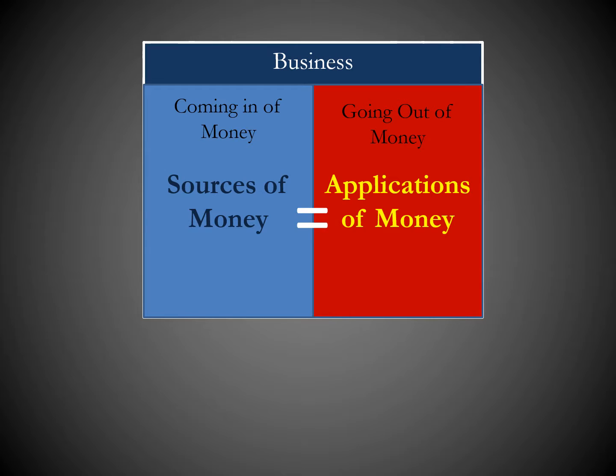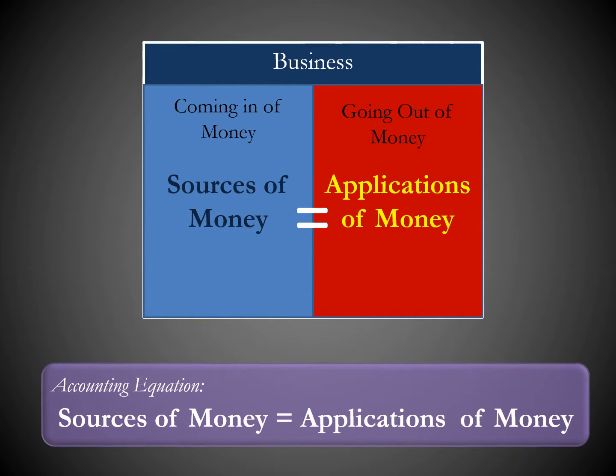In any business, sources of money will always be equal to applications of money. And this is called accounting equation. Accounting equation says sources of money is equal to applications of money.